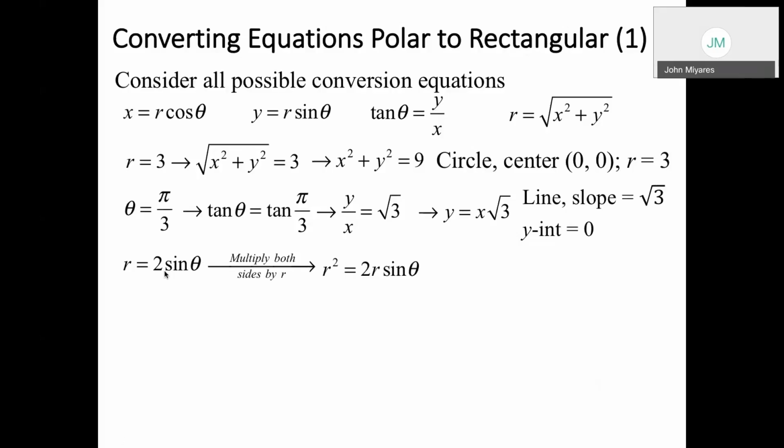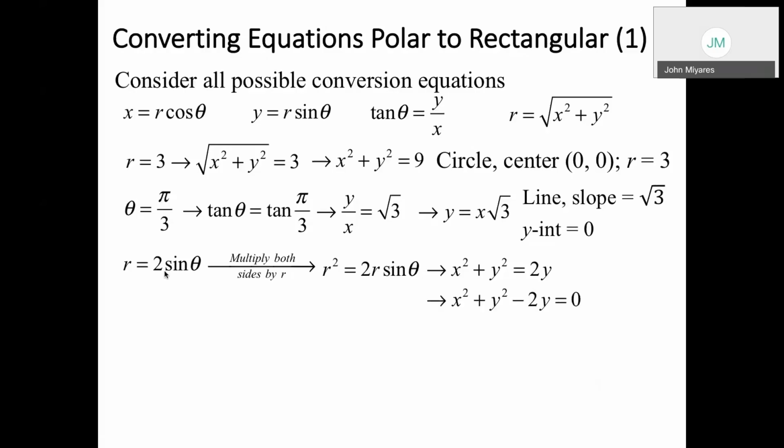Now we have two identities which can help us with our conversion. On the left side, we have r squared, which will equal x squared plus y squared. And on the right side, we can replace the r sine theta with a y. We can recognize this as a conic section of some type, so we should try to move everything to the left side and perhaps try to complete the square.